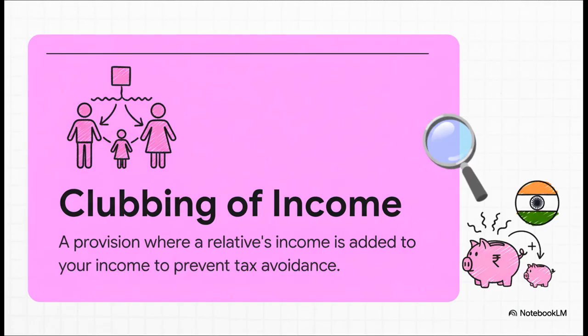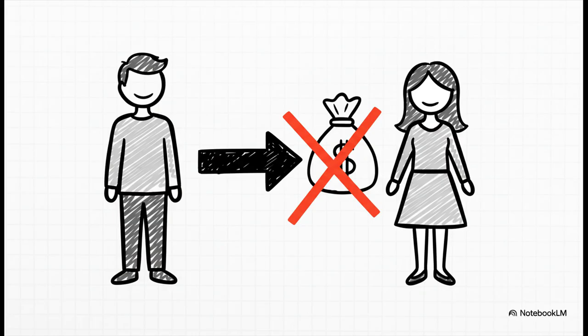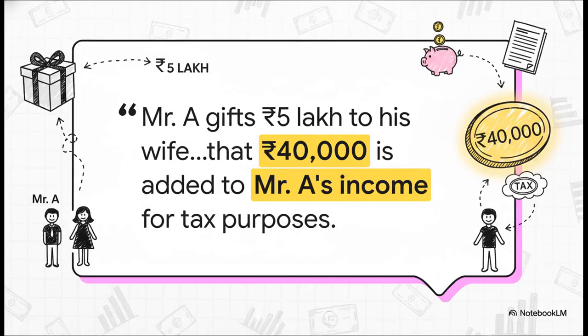You can't just move your money into, say, a family member's name who's in a lower tax bracket to save a few bucks. If you do that, any income that money makes gets clubbed, or added right back to your income. And guess who pays the tax on it? You do. The most common way this happens is with spouses. Imagine you give an income-generating asset to your spouse, maybe some stocks or a rental property, but they don't really pay you for it.